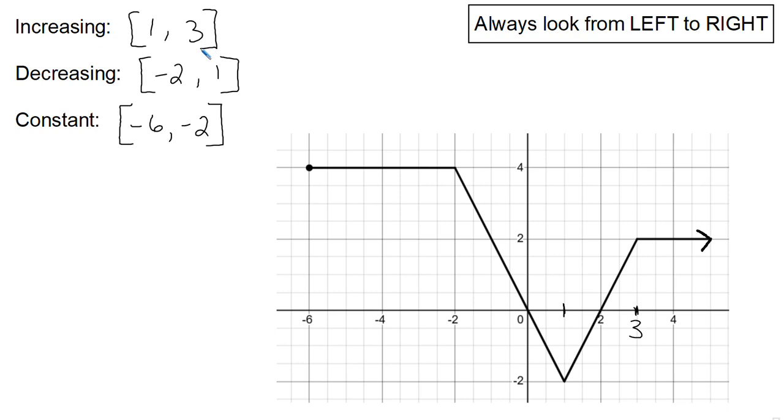But then it picks back up again at 3 and is constant. It's just flat there. So on the constant interval, we'll have to put a u for union and say that it's also constant from 3 until it stops. Well, since it's got this arrow going straight horizontally, it never stops being constant. It'll be constant from 3 to infinity.